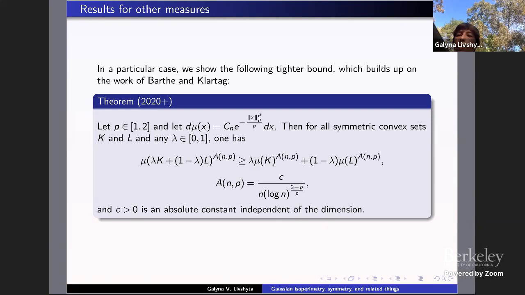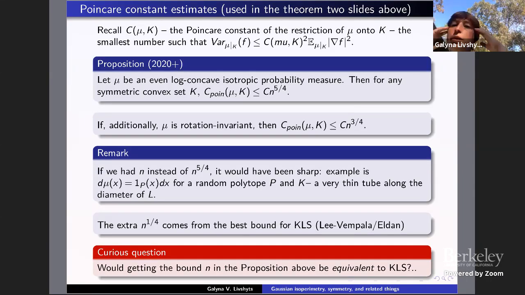The theorem from two slides ago is based on an estimate that I believe is probably known to experts, definitely known to experts. If we consider the Poincare constant of the restriction of any isotropic log concave measure mu to an arbitrary symmetric convex body K, defined as in the first line of the slide, the best constant in the Poincare inequality, we can estimate it from above by something of order n to the power 5/4. Actually, if it's rotation invariant, it's 3/4. This is quite not hard, based on the estimate on the KLS conjecture by Lee and Vempala, which built up on very difficult work well done. So let me just remark that if we could get n here rather than n to the power 5/4, this would have been the end of it.